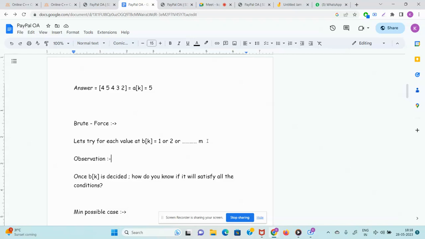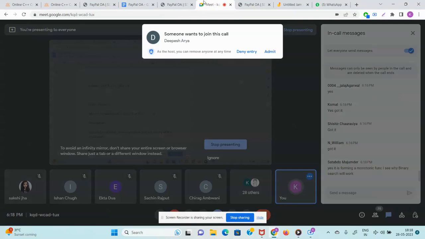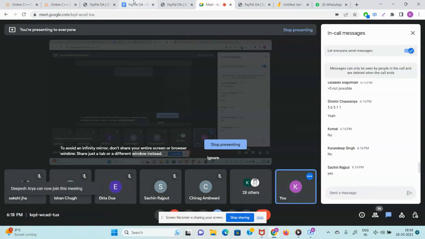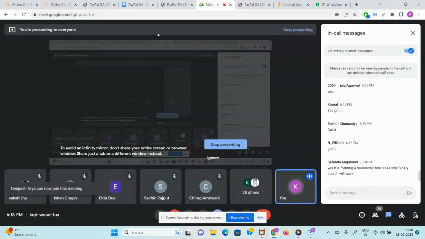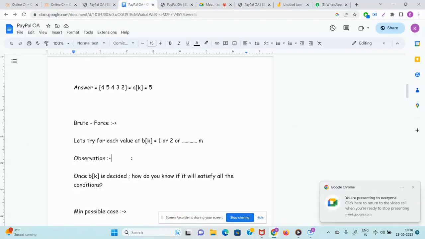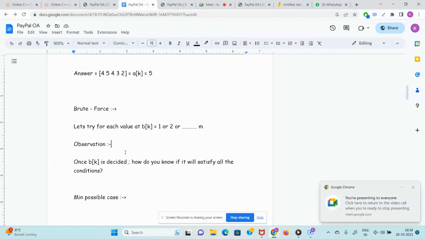So guys, now let's focus. We can try for each value of b of k. Yes, correct. Guys, we have to try each value of b of k. Let's be quick. But how to check? Say you try for 1, you try for 2, 3, 4, 5, 6, 7, 8, 9, 10, and then you find the biggest value by running a for loop.